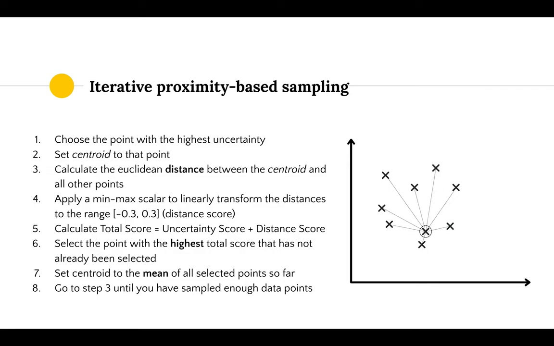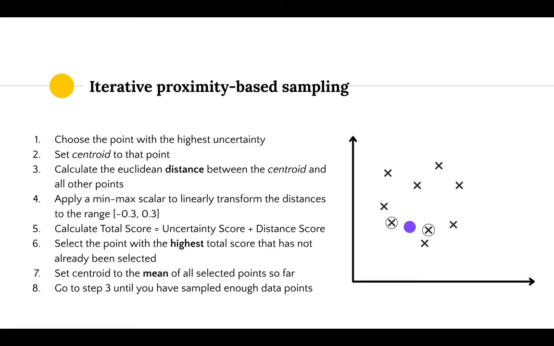Next, we calculate the total score for each data point as a sum of the uncertainty score and the distance score. We can then select the point with the highest total score. Next, we set the new centroid as the mean of all previously selected points. This centroid is then used on the next iteration to calculate the Euclidean distances.